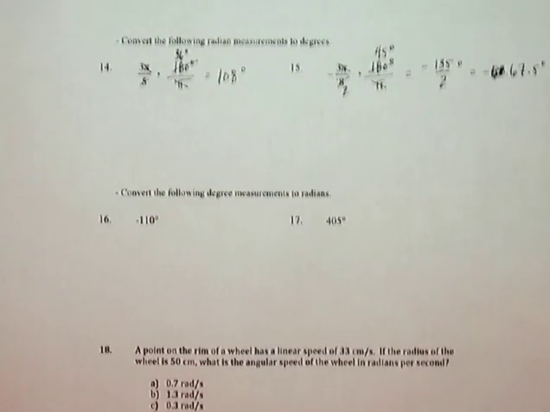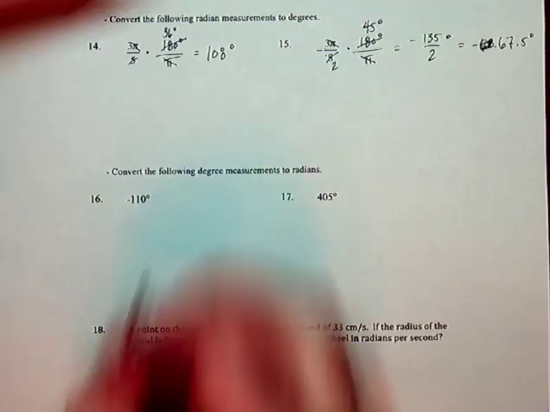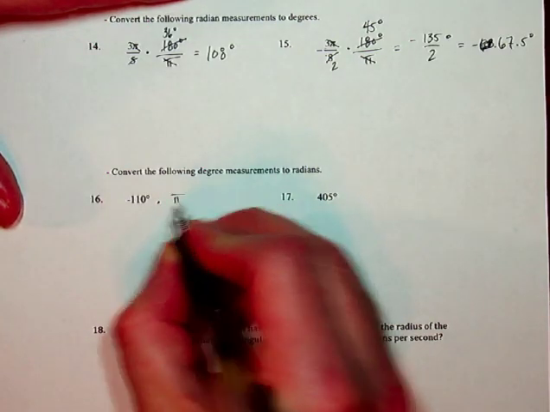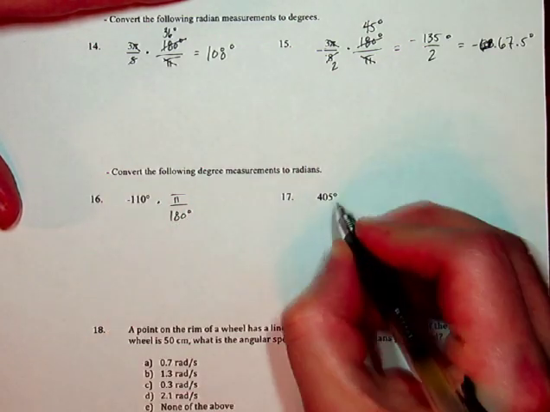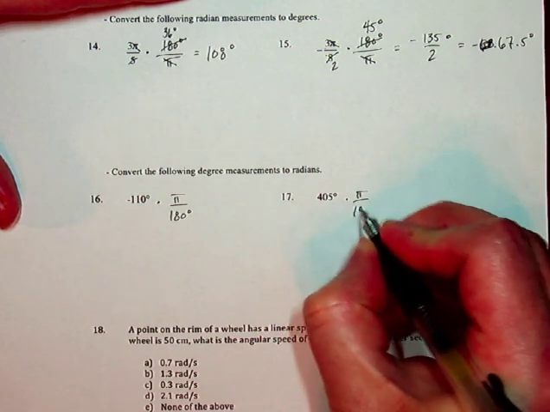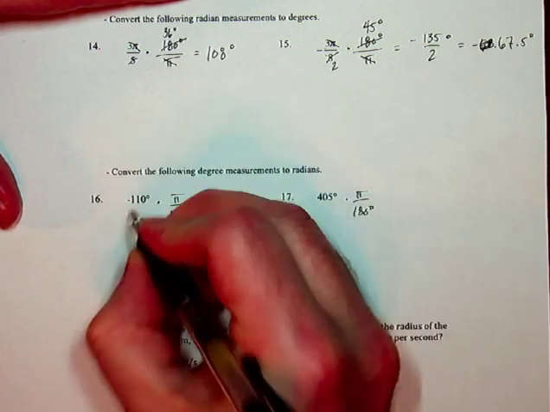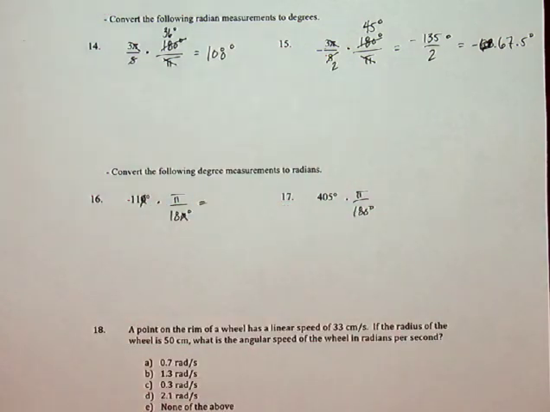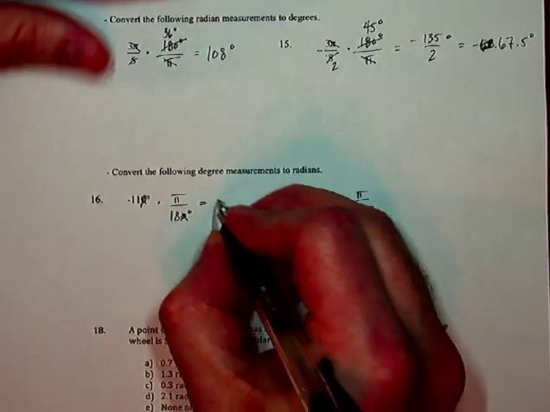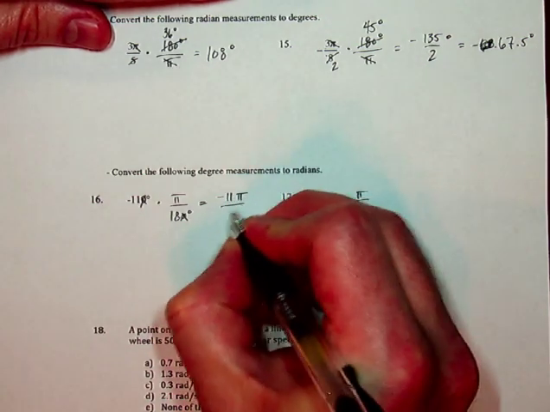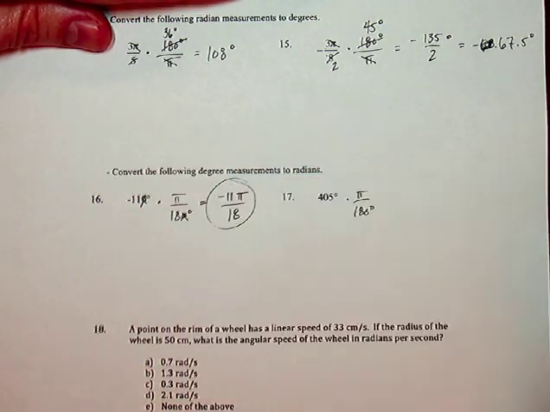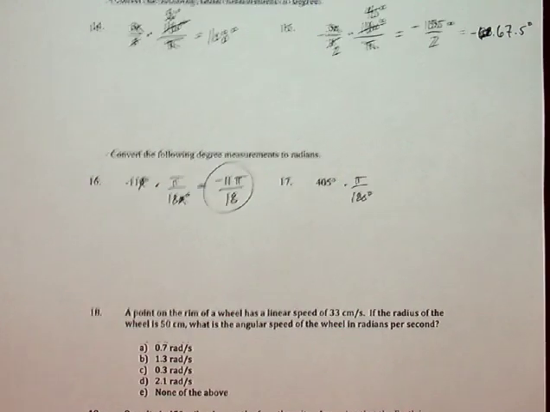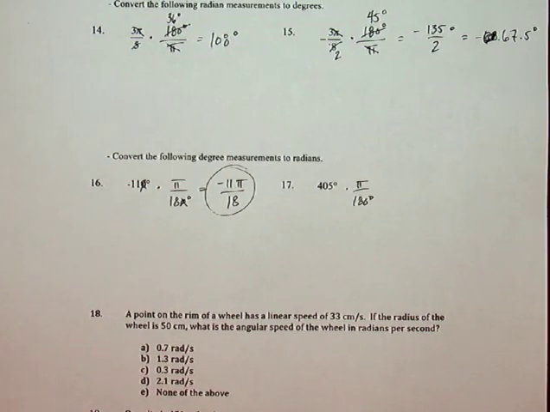Let's go ahead and do it the other way. Let's multiply these by pi over 180 in order to convert them to radians. Obviously, that 0 and that 0 cancel out, and that allows us to see that both of them had a common factor of 10. And you get negative 11 pi over 18. Fantastic. Alrighty.